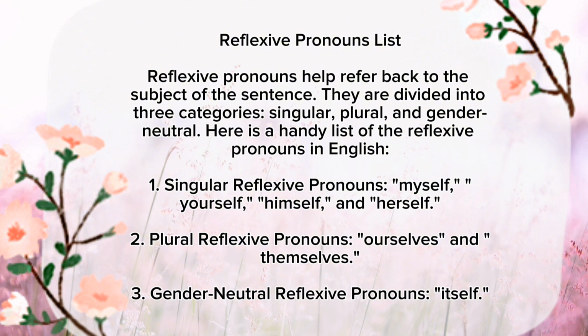Reflexive pronouns list. Reflexive pronouns help refer back to the subject of the sentence. They are divided into three categories: singular, plural, and gender neutral. Here is a handy list of the reflexive pronouns in English. 1. Singular reflexive pronouns: myself, yourself, himself, and herself. 2. Plural reflexive pronouns: ourselves and themselves. 3. Gender-neutral reflexive pronouns: itself.